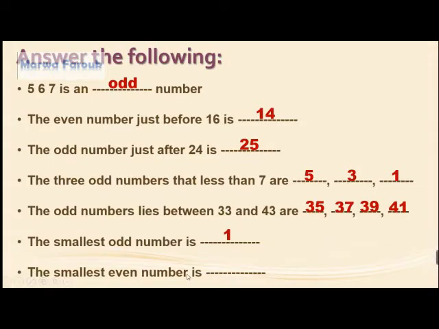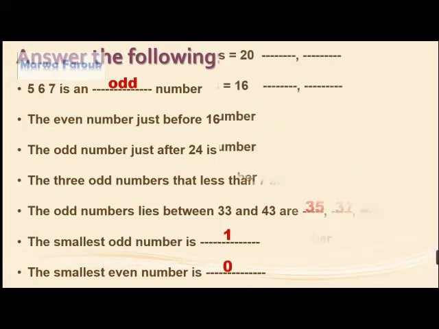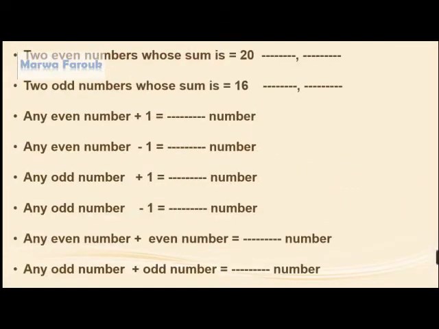And the smallest even number. The even numbers are 0, 2, 4, 6, 8. What is the smallest between them? It's 0. Excellent. Okay. Now he wants two even numbers whose sum is 20.